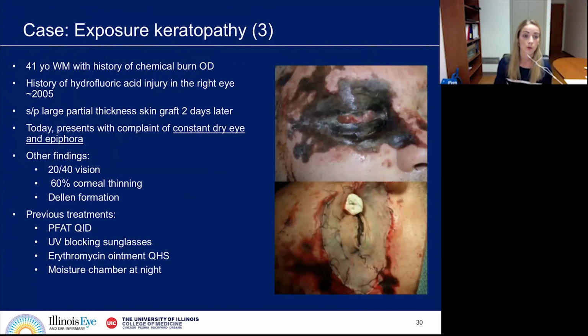This is a 41-year-old white male with a history of chemical burn in the right eye. This was him on presentation. He had a history of hydrofluoric acid injury in the right eye in 2005, and within 2 days had a large partial thickness skin graft used from his thigh, which healed very well. In 2015, he came to see us with a complaint of constant dryness and epiphora. Other findings included 20/40 vision, 60% corneal thinning, and Delen formation. The patient was already on treatment with preservative-free artificial tears 4 times a day, UV blocking sunglasses, erythromycin ointment each night, and a moisture chamber at night as well.